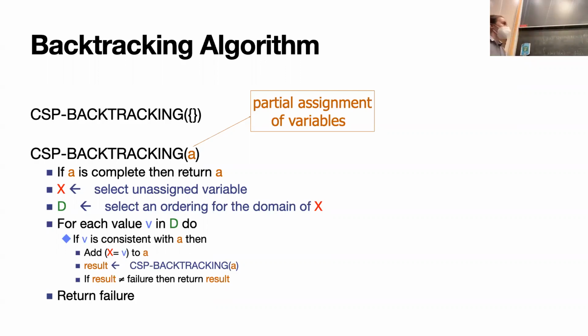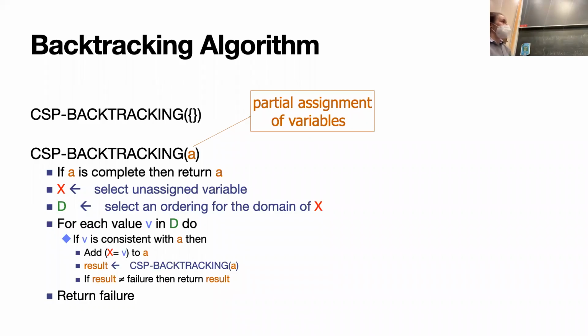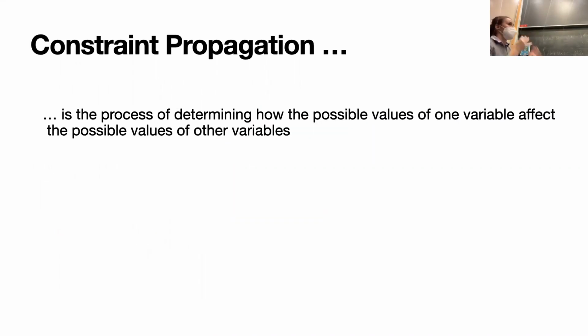So I'm showing this algorithm again just so you get a feeling for what this looks like. But again, what we really want to do is have the ability to propagate these constraints through the system. And that's the idea of using constraint propagation. Constraint propagation is the process of determining how the values of one variable affect the possible values of other variables, right? This is basically checking things. What we want to do is see a little bit more into the future, right? We want to have a little bit more of a horizon. And that's what we're going to be doing with what is called constraint propagation.